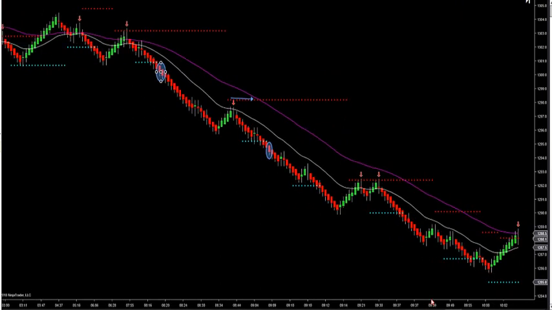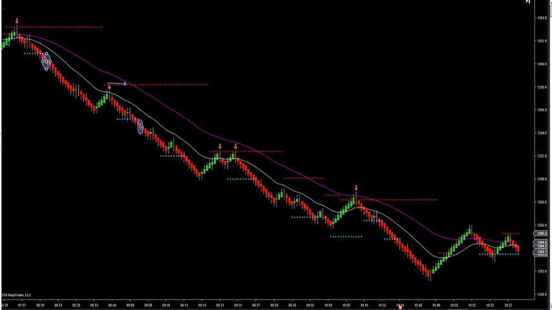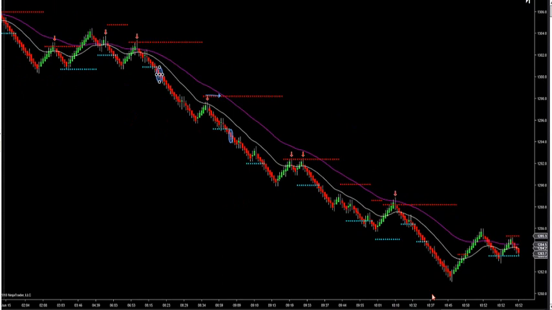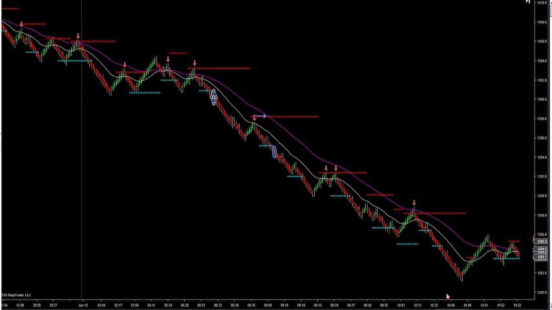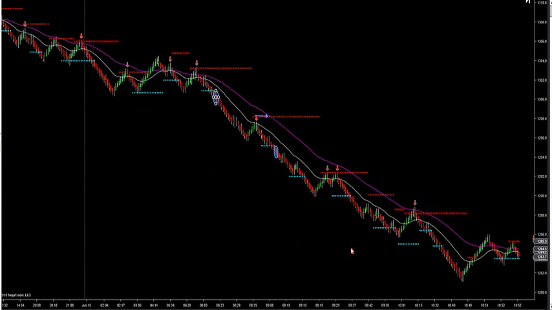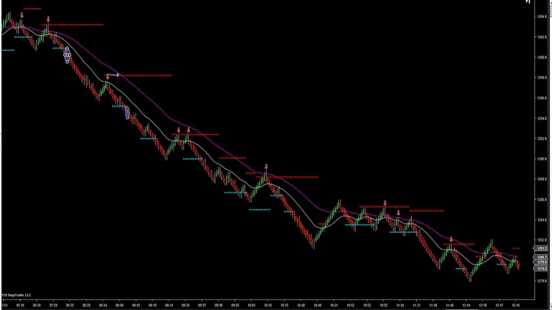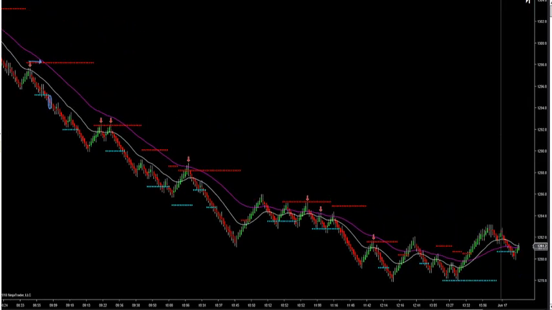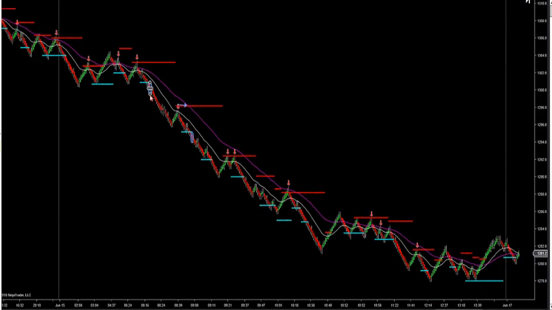So this is the whole trading session. Let me bring it down for you guys. You guys can see it. This whole trading session, actually go into yesterday's trading too. There we go. So that gives you an idea how the symmetry dots can really help you out on any given day. Let's get to the whole day there. Get to the whole session. There we go.